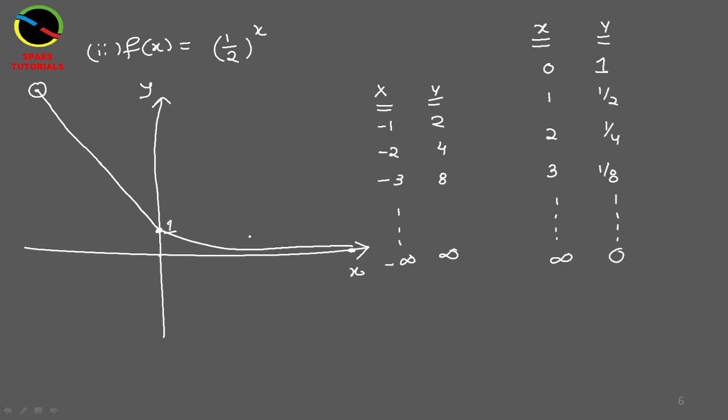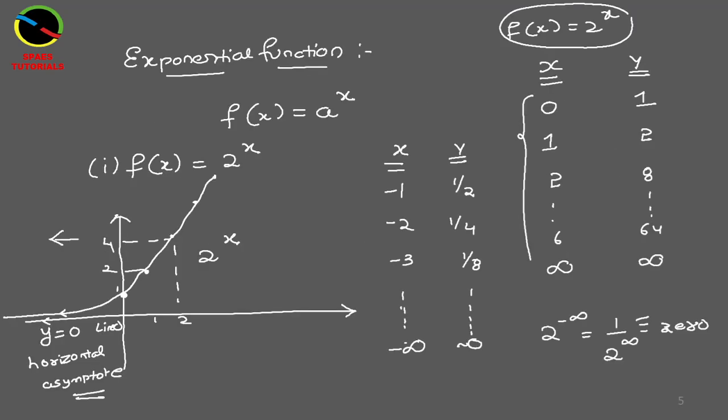So this is the graph of f of x is equal to (1/2) power x. Yes, students, we can see that there is a change in the shape of the graph between f of x equal to (1/2) power x and f of x is equal to 2 power x. There is a change in the graph.